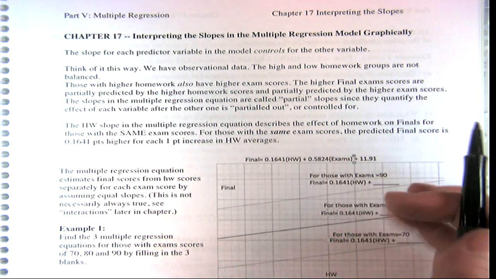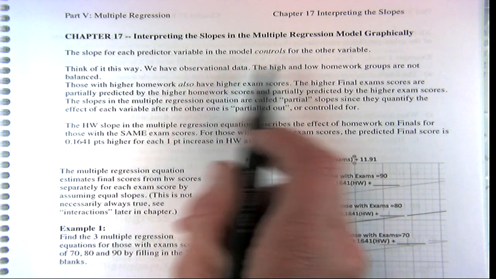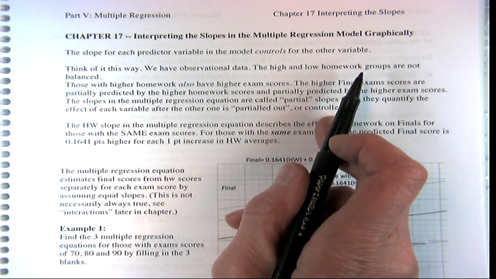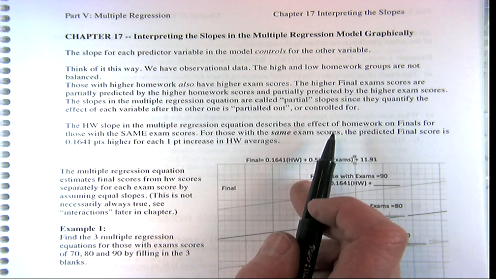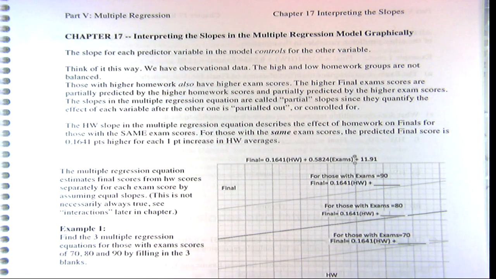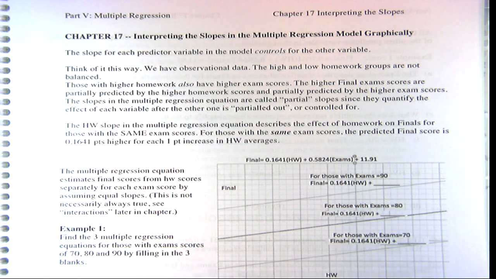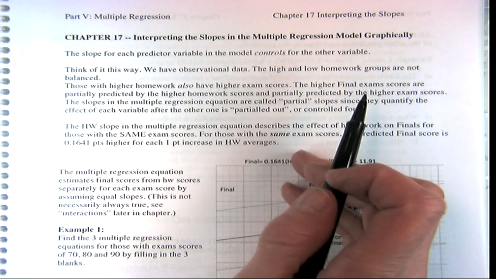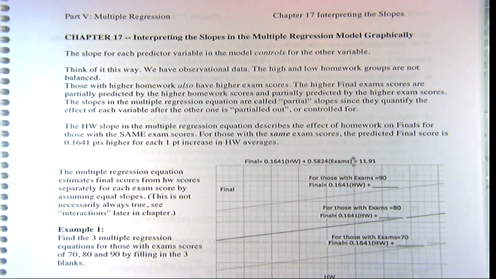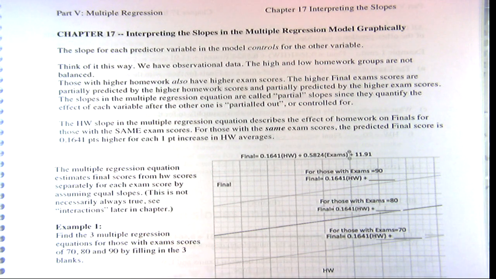All right, so let's look at this. As we said before, the slope for each predictor variable in the model controls for the other variable, right? Basically, what that means is that you're trying to compare apples to apples. So you're saying, for people who are exactly the same on all the other variables, let's say you have even more than two variables, on all the other X predictors they're exactly the same. How does that particular X change? How does it affect the outcome after you control for all the other variables in the model?